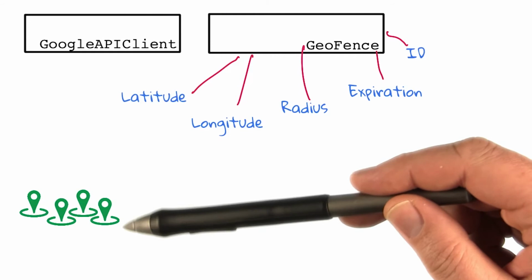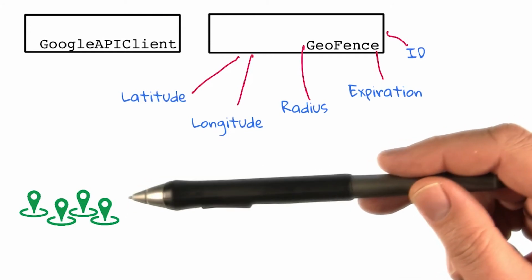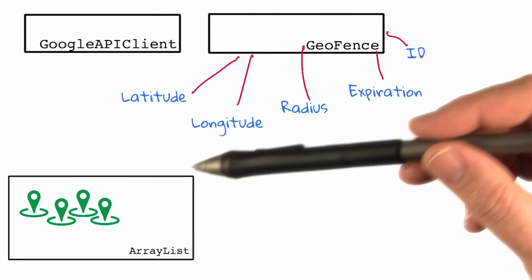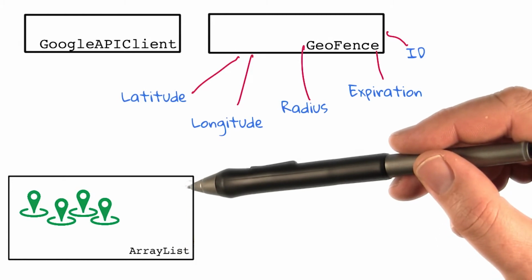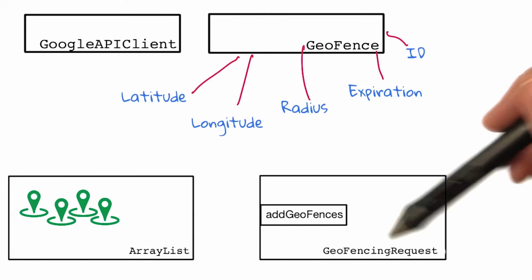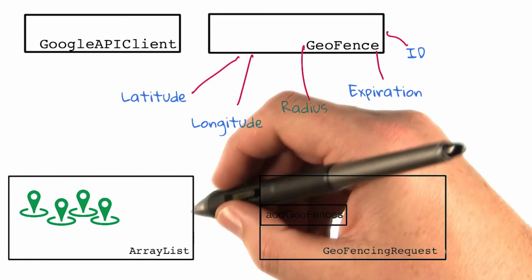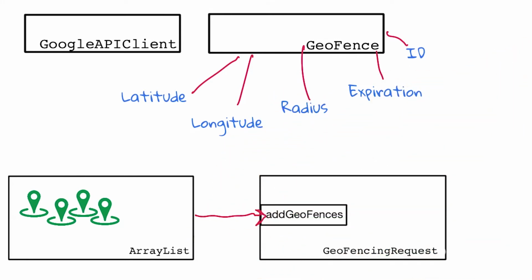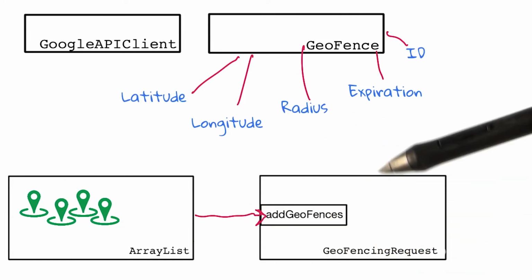You can then define a number of geofences as an array of geofence objects. So I'm going to wrap the list of geofences in an array list like this. Once you have your array list of geofences, you can then use a geofencing request class simply by calling its addGeofences method and passing the array list to it.